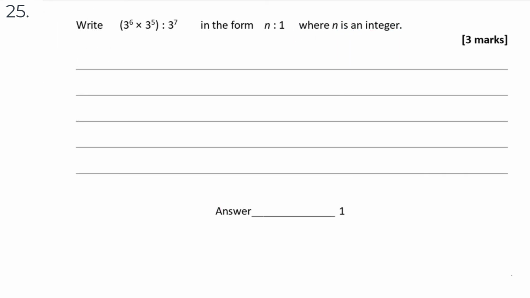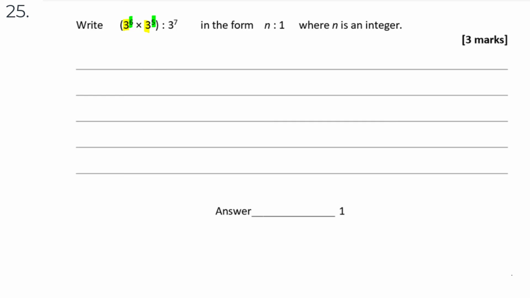Write the ratio 3 to the 6 times 3 to the 5 to 3 to the 7 in the form n to 1, where n is an integer. So this is a crazy hybrid indices and ratio question. Let's have a look at the bit inside the bracket first. I've got 2 numbers with the same base. If I'm multiplying those together, I just need to add the indices, don't I? So I'm just going to simplify that first.